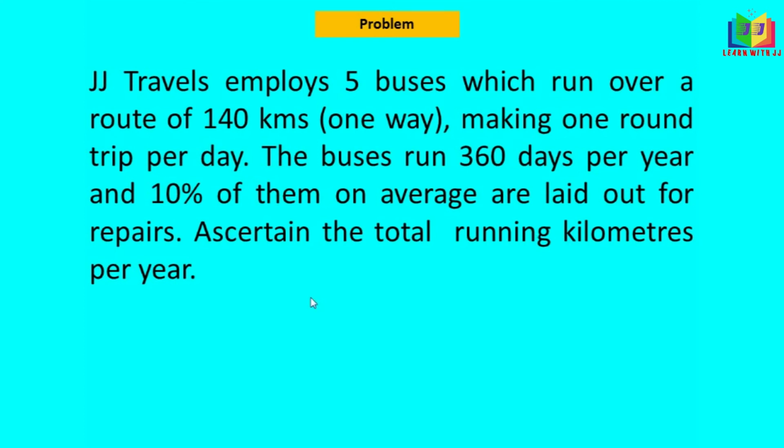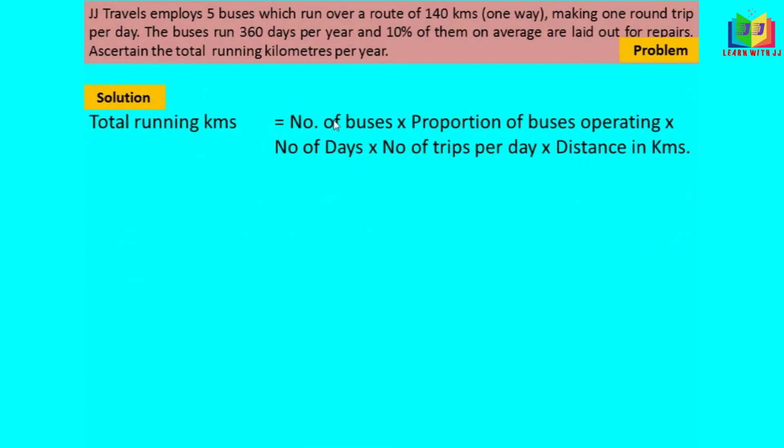Let's see how to do this problem. First, I have written the formula. Number of buses is 5 and proportion of buses 90% and number of days is 360 and number of trips is one round trip only, so into 1, and distance is 140 kilometers one way, so 140 into 2 we have to do. If we do this, we'll get 4,53,600 kilometers. This is the running kilometers.